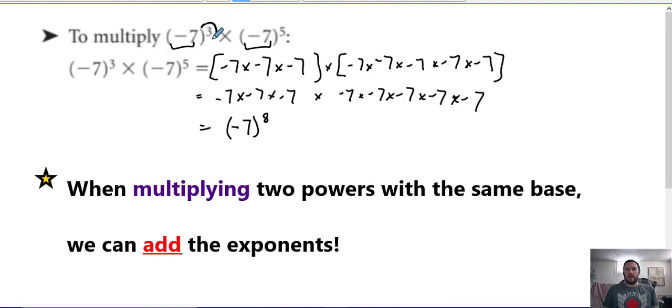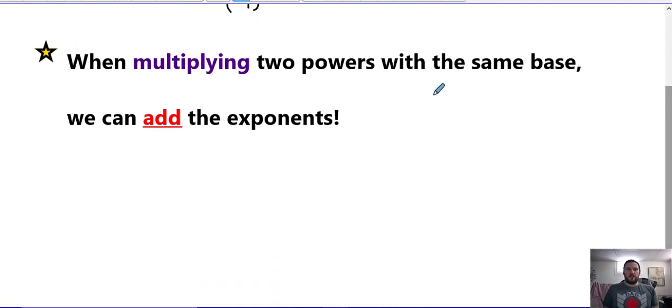So if I have 3 negative 7's, and then I have another 5 negative 7's, and they're being multiplied because that's what the exponent tells us to do. It tells us to multiply by itself 3 times. So if I have 3 of them and I have 5 of them, altogether I have 8 negative 7's. So I can write that as a power with base negative 7 to the exponent 8. So when we have the multiplication of powers with equal bases, all we ever have to do if we want to write that as one single power is simply add the exponents.